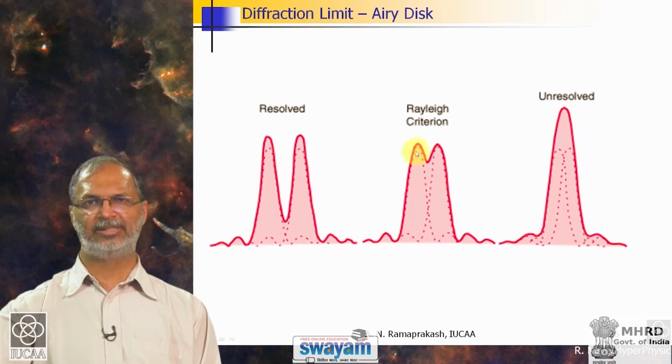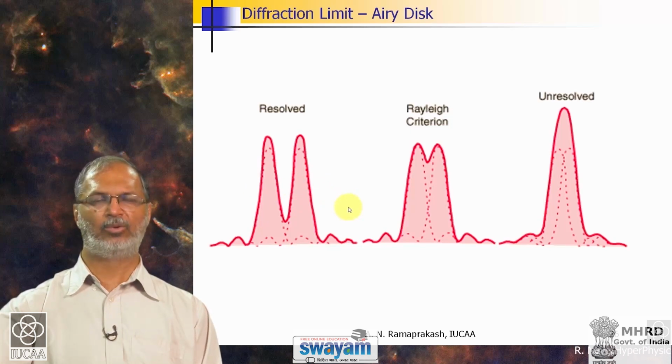An intermediate condition is a barely resolved condition, which is called the Rayleigh resolution condition, where there is a sufficient dip in between the Airy disk patterns of the two spots to discern them as two spots. On the other hand, if they are too close, you only get an unresolved blob of light. So, the Airy disk pattern is the ultimate limit of how close objects in the sky your telescope can resolve.